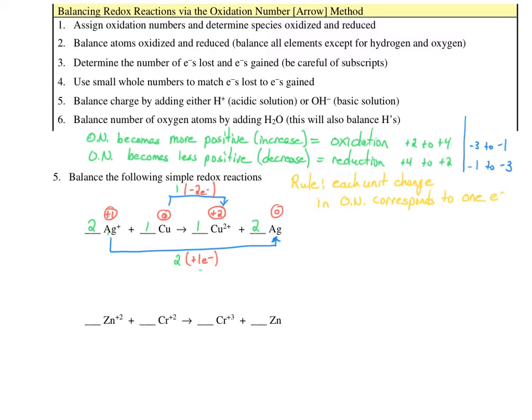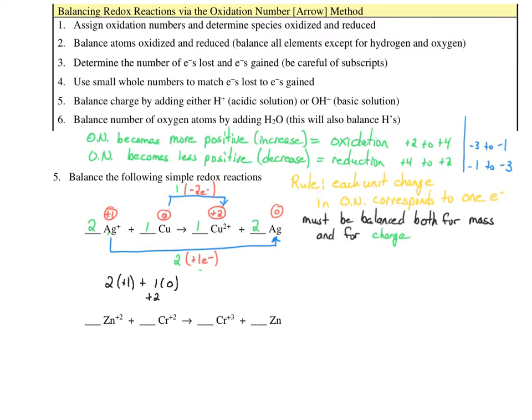For any chemical equation to be balanced, there must be a balance in both charge and mass. So if we look at our equation here, we see that we have 2 silver, 1 copper, 1 copper. So we're balanced for mass. Now let's look at the charge. We have 2 silver ions that are both +1, and we have 1 copper that's neutral. It doesn't have any charge. So on the reactant side, we have a charge of +2.